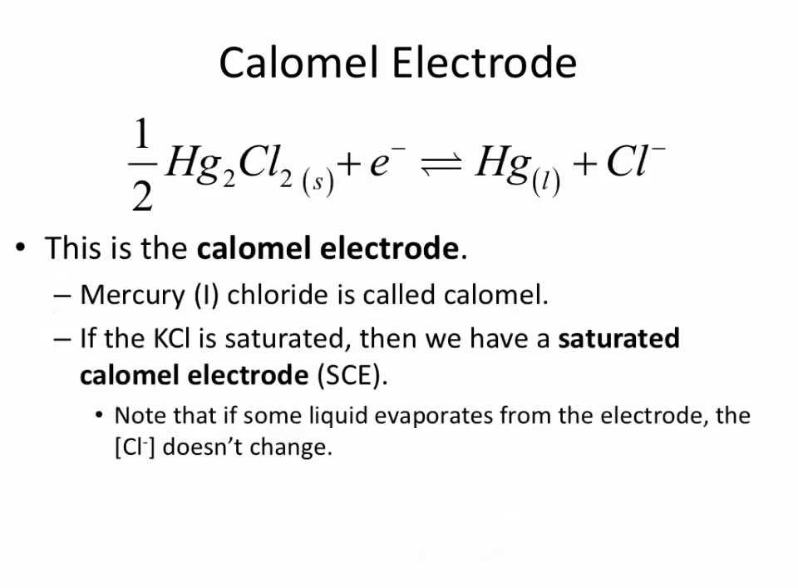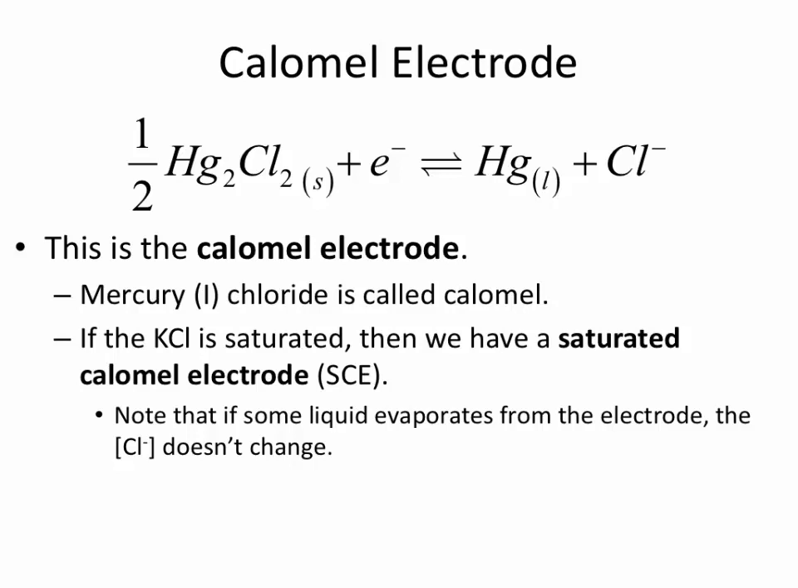And this electrode is a special electrode because this one turns out to be relatively easy for us to use, and this is what we call the Calomel electrode. And that's because the mercury 1 chloride here is called Calomel, and if the potassium chloride is saturated, then we have what we call a saturated Calomel electrode, which we symbolize with a capital SCE.